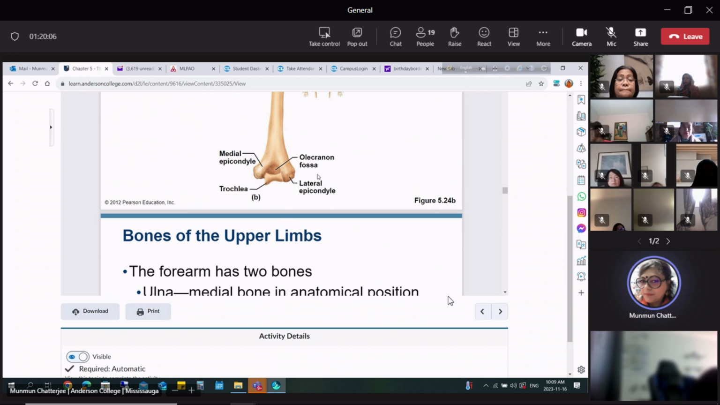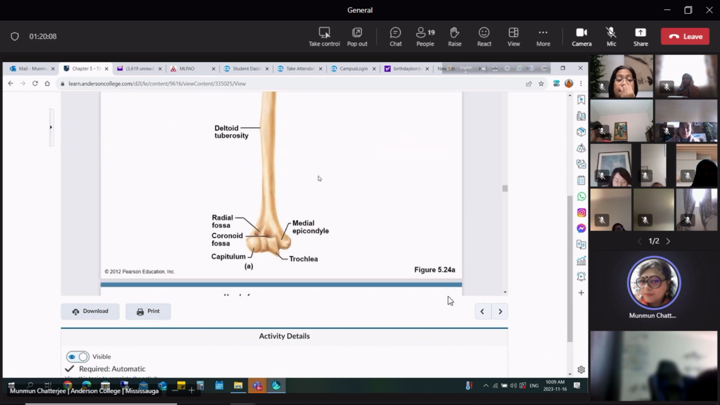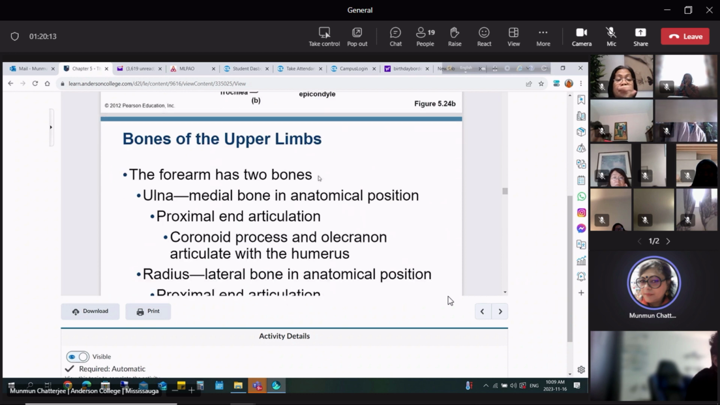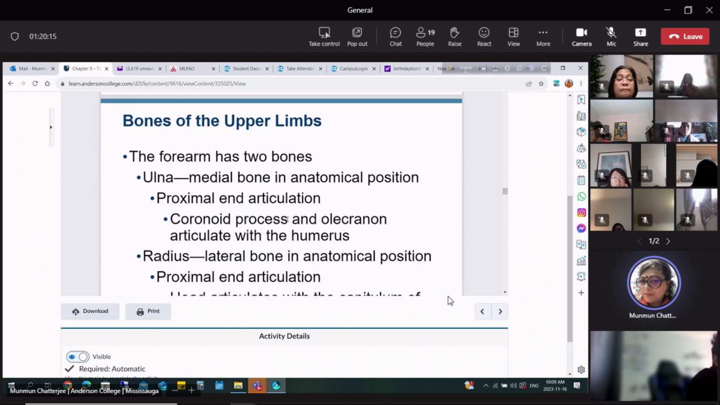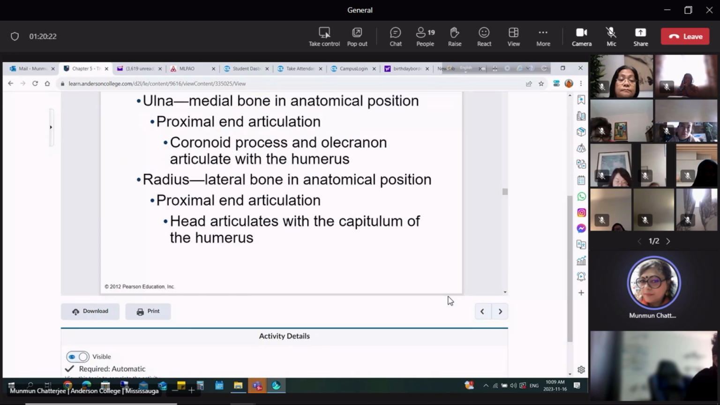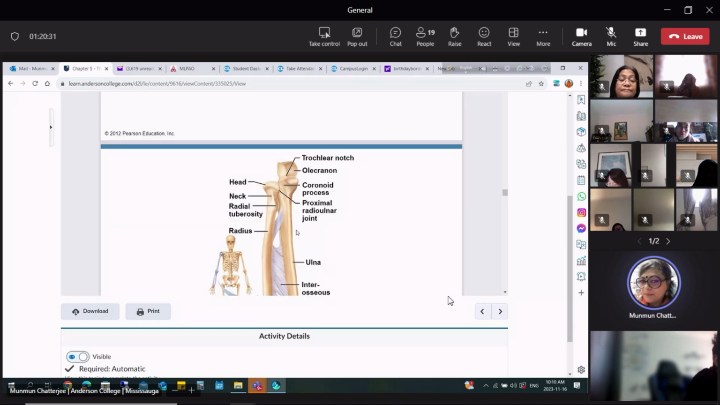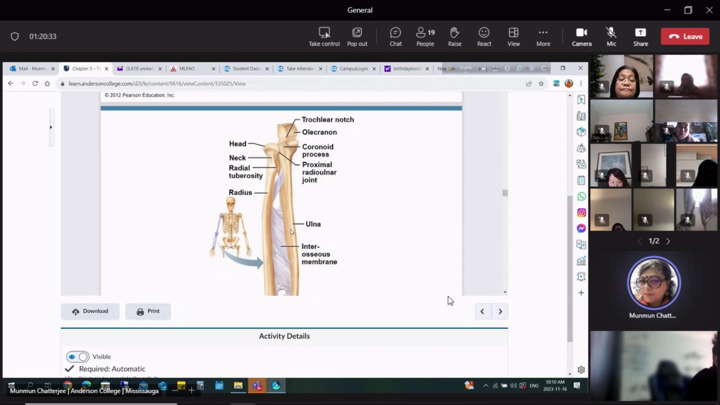Now this is called the upper arm bone, the humerus. Now the forearm, the upper limbs have two other bones, called the ulna and radius. That's all, you don't need to know any more than that. So this is the radius and ulna. These are the two bones, and they are attached with the humerus.